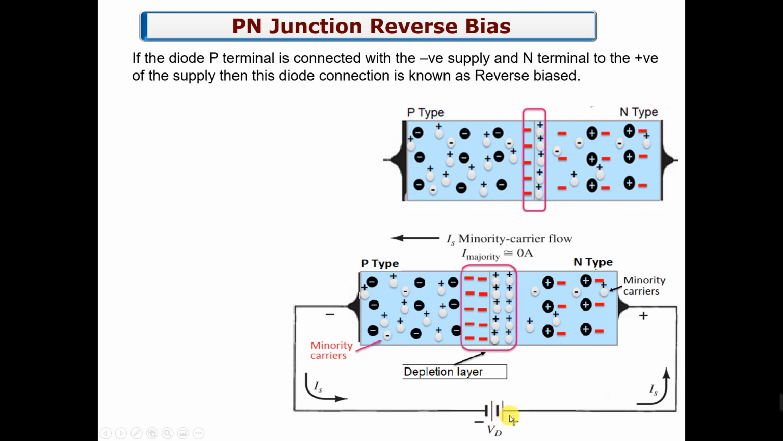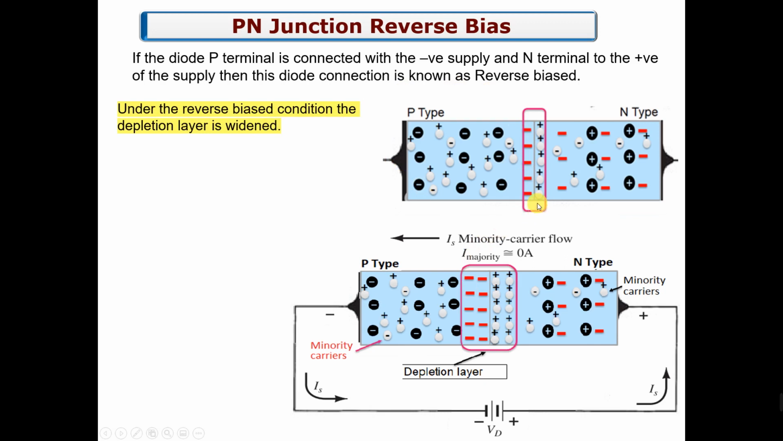Similarly, this has the capability to inject holes. So this will inject holes, and because it already has holes here, more holes will accumulate here. The result is that the thin layer will become wider than it was before. So under the reverse bias condition, the depletion layer is widened, and the majority current.